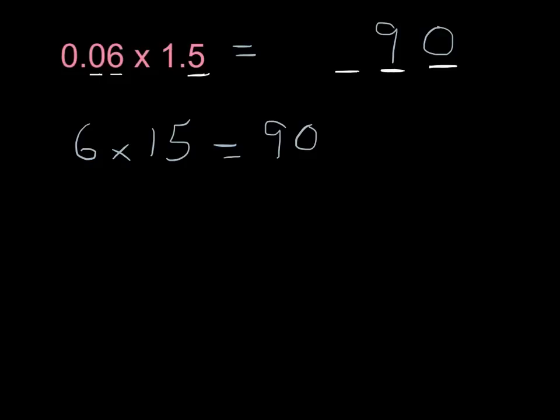Notice how I have to count from the back of the question from right to left to make sure that my final answer has the right number of decimal places in it. So I've got 1, 2, 3, decimal point here, and any blank spaces will need to be filled in with a 0. So the answer is 0.090, but actually this 0 here isn't actually worth anything at all.